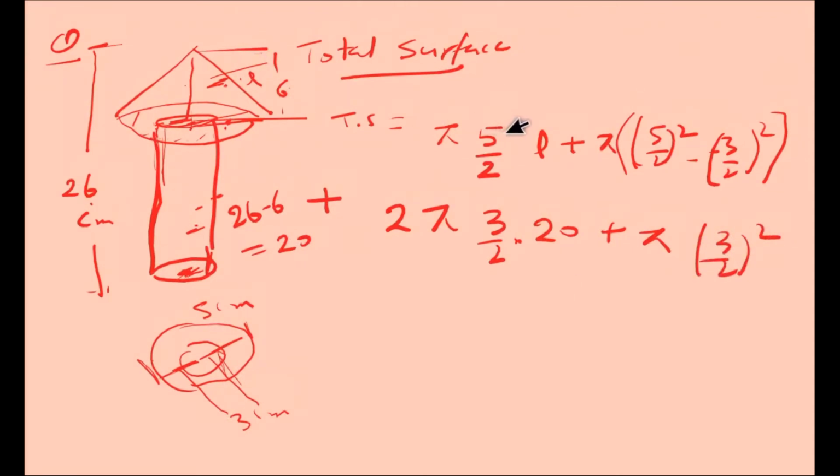Now what is the value of L? L equal to under root this height 6 square plus this radius 5/2 square. Now using this L here, we can add this total, then we can find the answer. Okay, so using this value of L, now you can solve yourself.